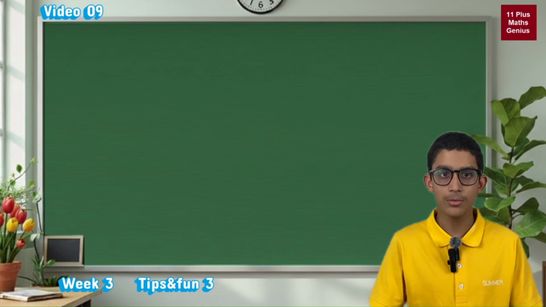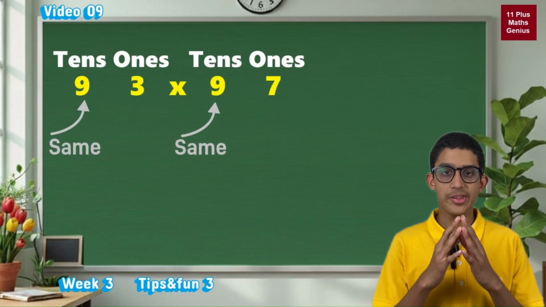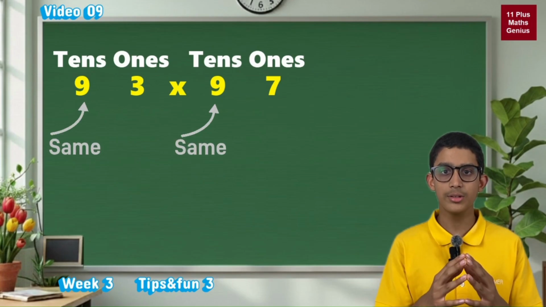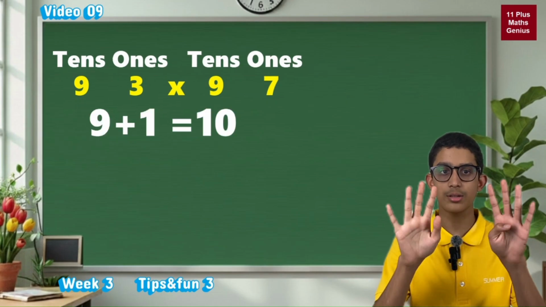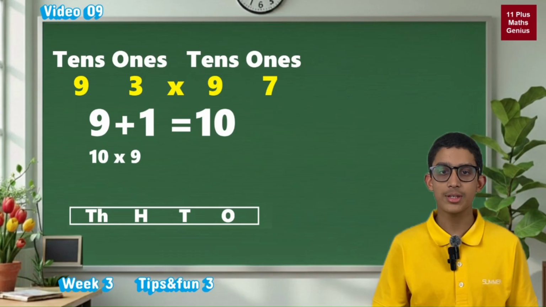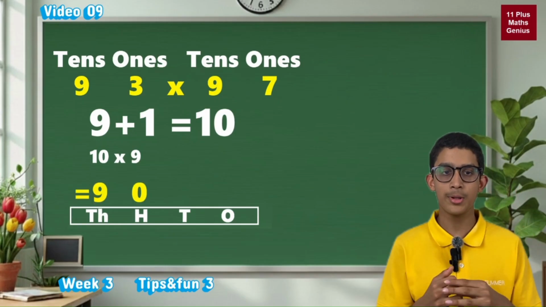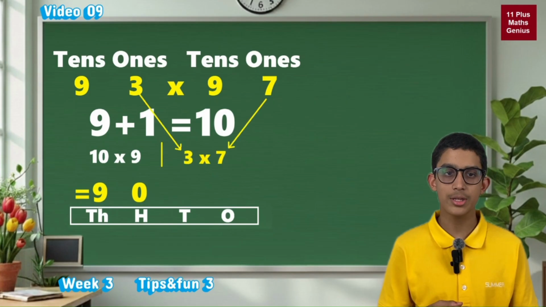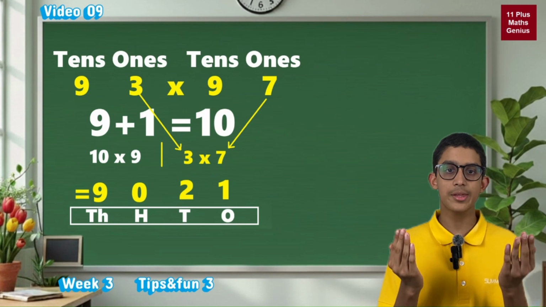Now, here we have the same tens for both numbers, which is 9. All you need to do is add 1 to 9, then multiply 10 by 9. So it is 9 times 10, or 90. Then multiply the ones, or 3 times 7 equals 21. Place 21 in front of 90. That's your answer.